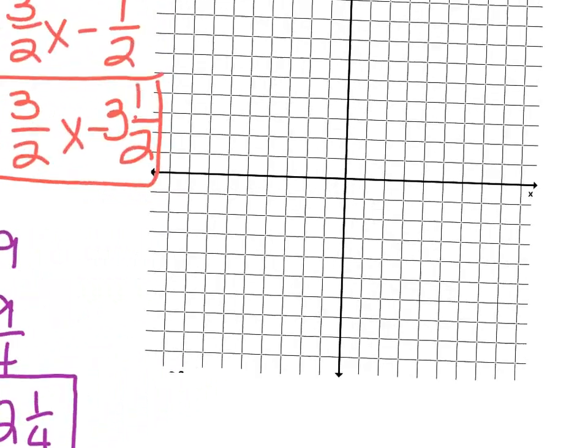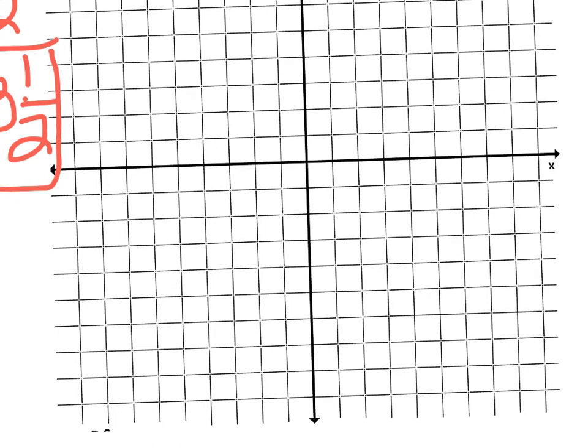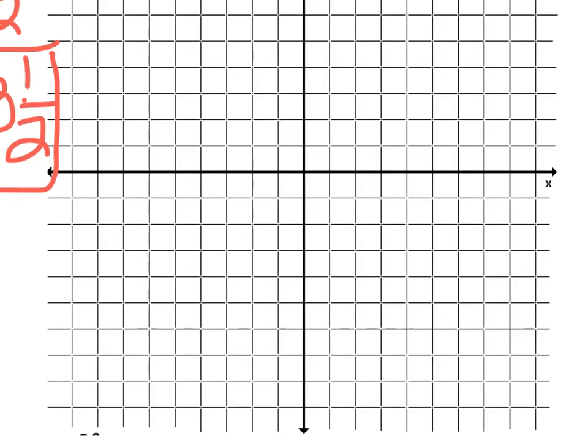So I'll start with the bottom one, negative 2 1/4. And then 3 over 2. 1, 2, 3 over 2.